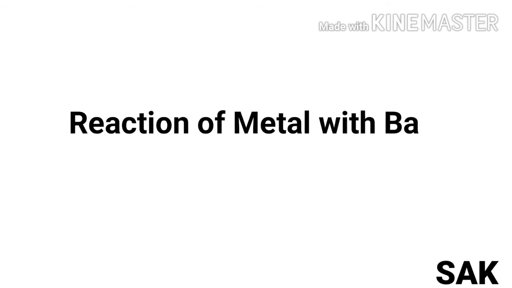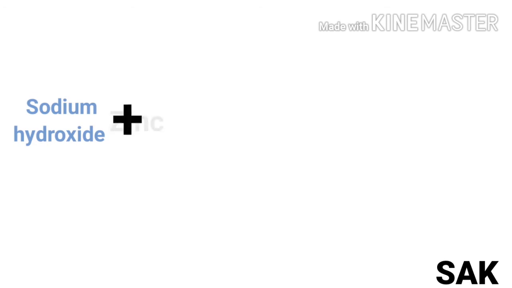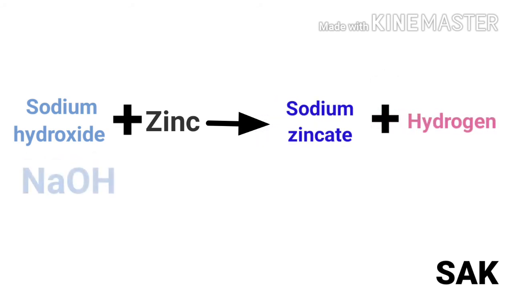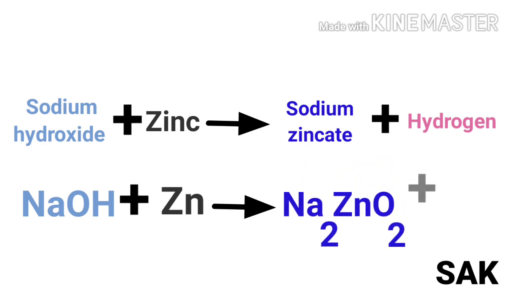Now, let us observe the reaction between metal and base. When sodium hydroxide and zinc react, sodium zincate and hydrogen are produced. Sodium hydroxide formula is NaOH. Zinc symbol is Zn. Sodium zincate formula is Na2ZnO2. Hydrogen symbol is H2.